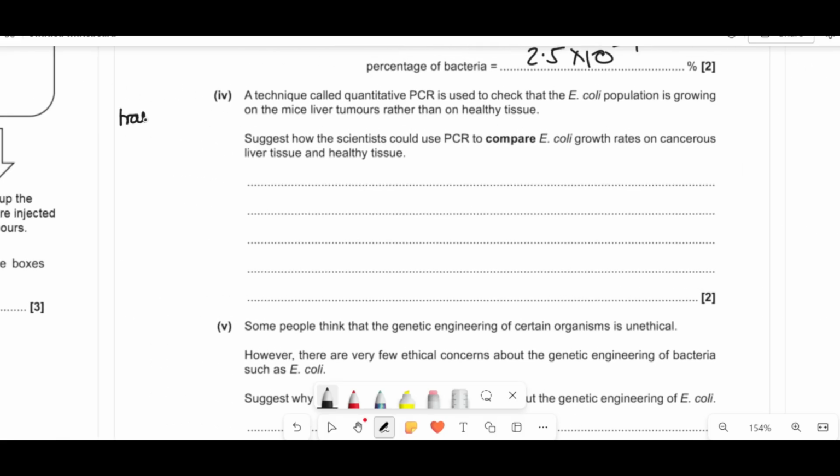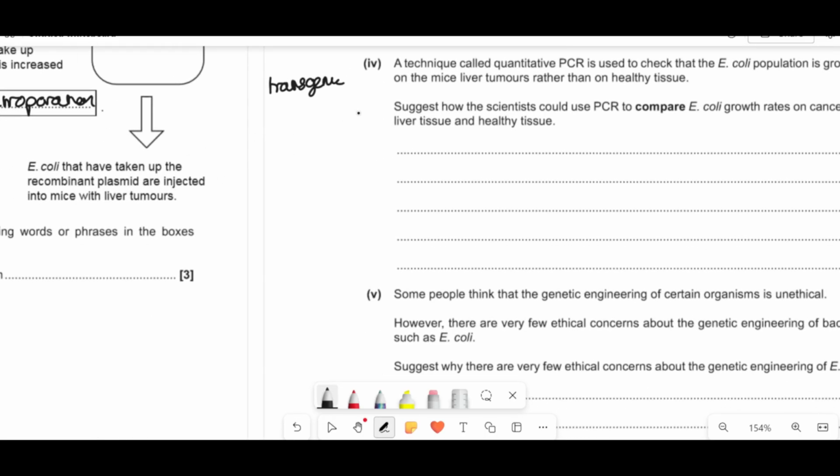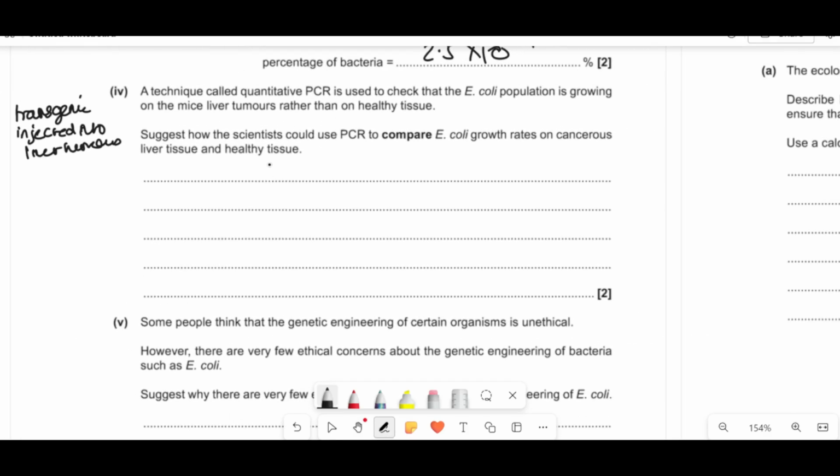So the transgenic E. coli, it says here that they've been injected into the liver tumors, right? So injected into liver tumors. And it says here that they're using quantitative PCR to check that they are growing on the mice liver tumors instead of healthy tissue, right? So these are going to be growing on liver tumor. And for some reason, we can use quantitative PCR.